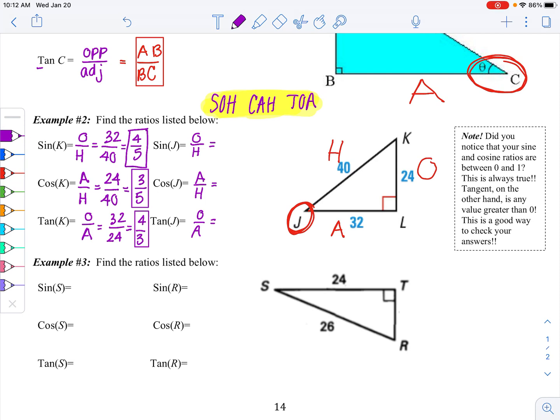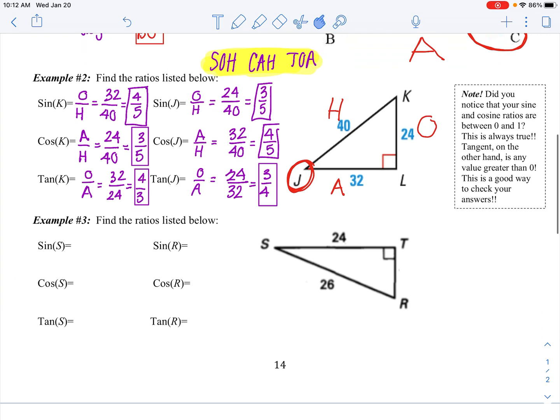Hopefully you paused, and let's fill in what we got. O is 24 over 40. So you get 3/5. You should get 32 over 40 in this case. And you should get 24 over 32, which is 3/4. If you made any mistakes, please go back. I think the biggest thing is making sure you label your OAH in your triangle.